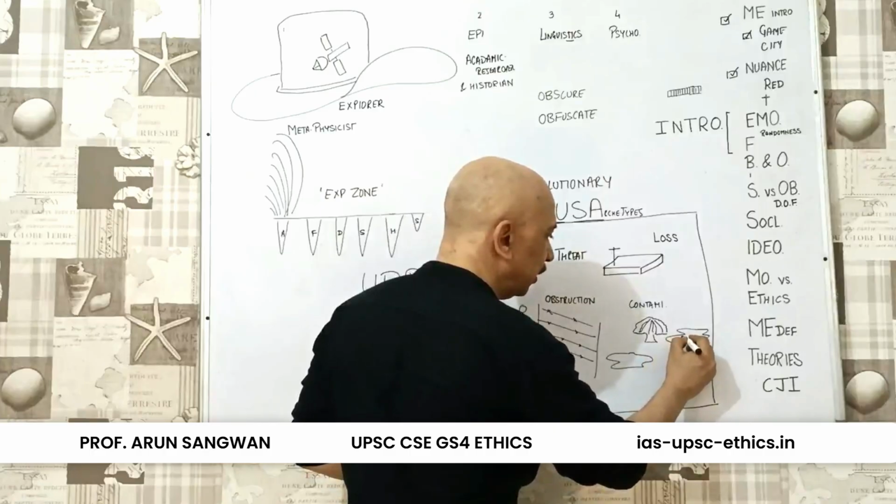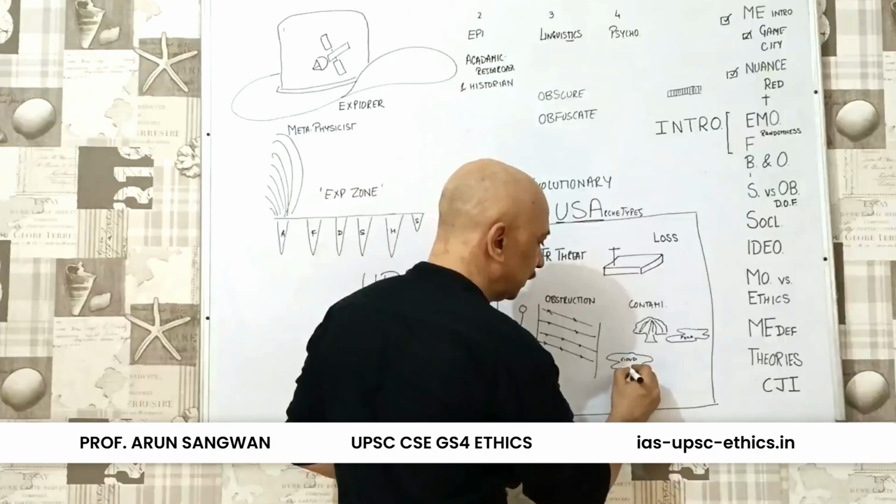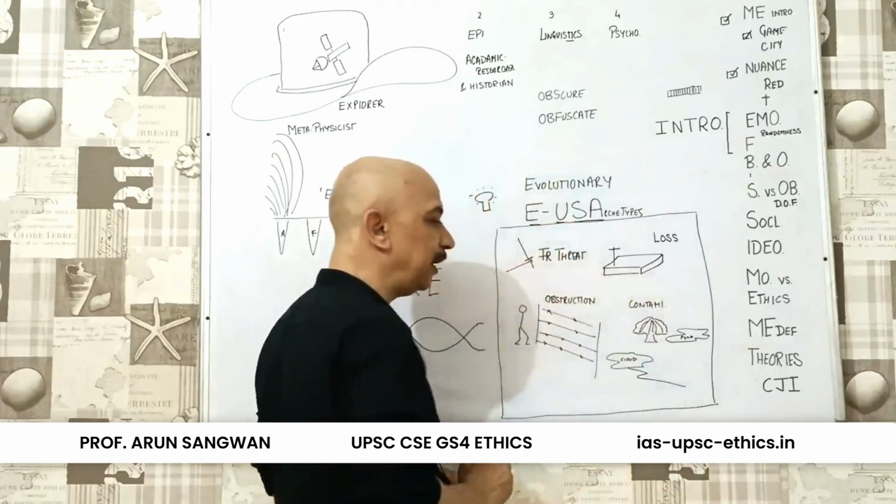And the fifth one is, I'm just going to draw a cloud. I'm going to write a pond. This is a cloud. Suddenly there is lightning.